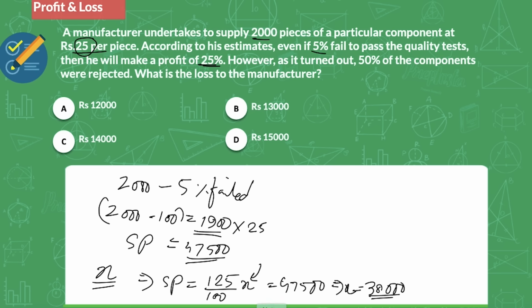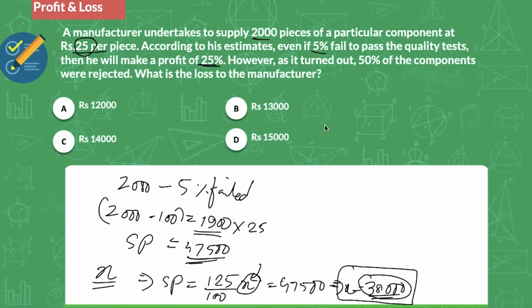Did you guys get this? See, this is the selling price and it says there is a 25% profit if we are selling it at this price. So we can calculate the selling price from the profit and the cost price as well, which is 125 by 100x, which will give me 47,500. So from there I calculated x, which is the cost price, and I found it out to be 38,000. So now I have the cost price, which is 38,000.